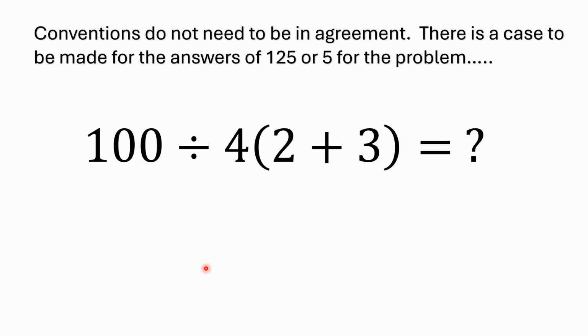Now, I'm not even going to get into your basic Dollar Tree calculator or even the Windows PC standard mode calculator that works in the immediate execution mode. So good luck. When you multiply operations, you're going to get the wrong answer, and I see that happen a lot of the time. Again, conventions really don't even need to be in agreement. There's a case to be made for the answers of 125 or 5 for this problem: 100 divided by 4 times the quantity 2 plus 3.